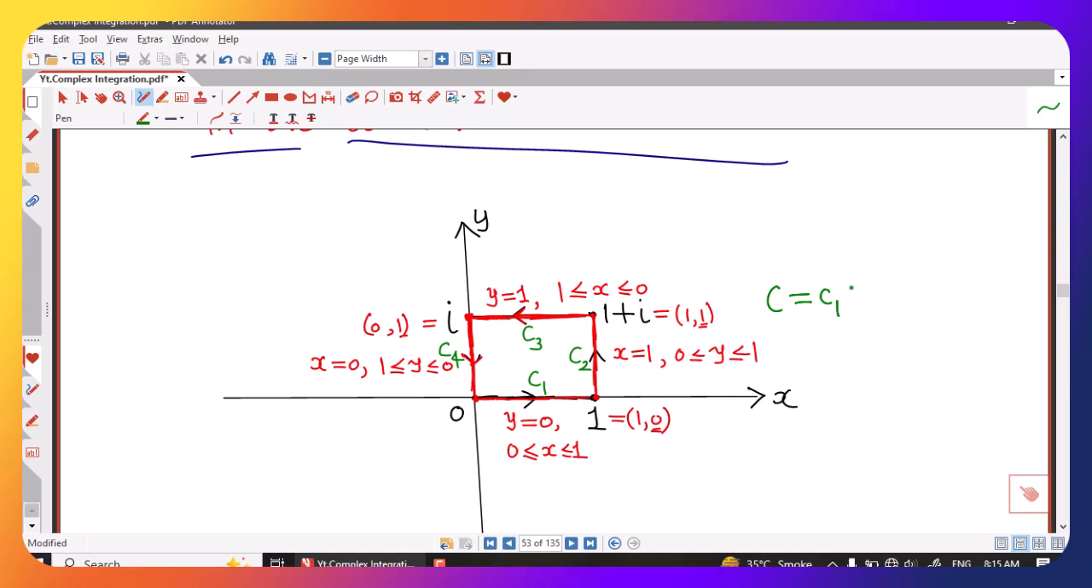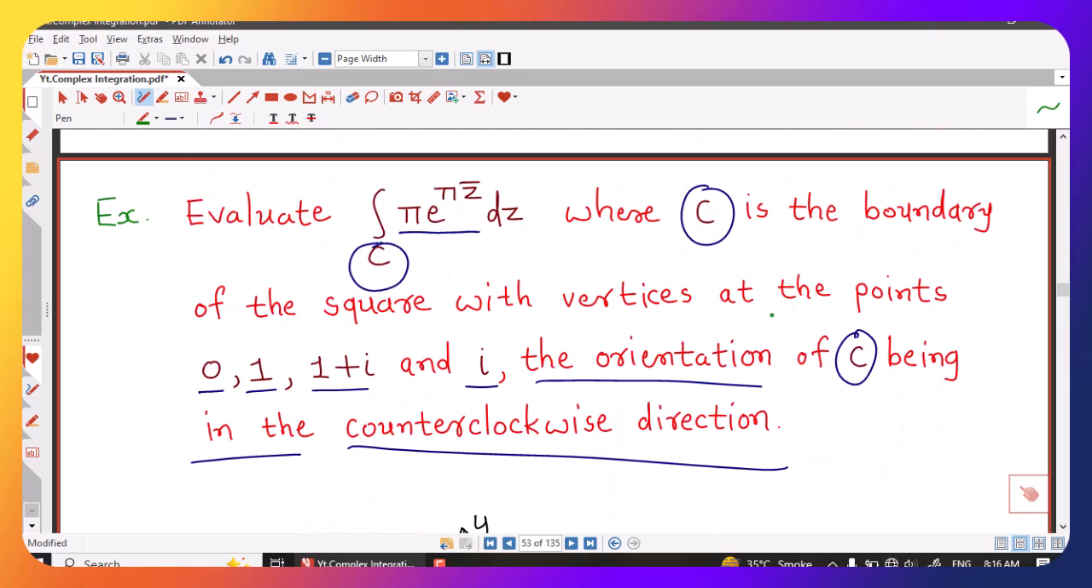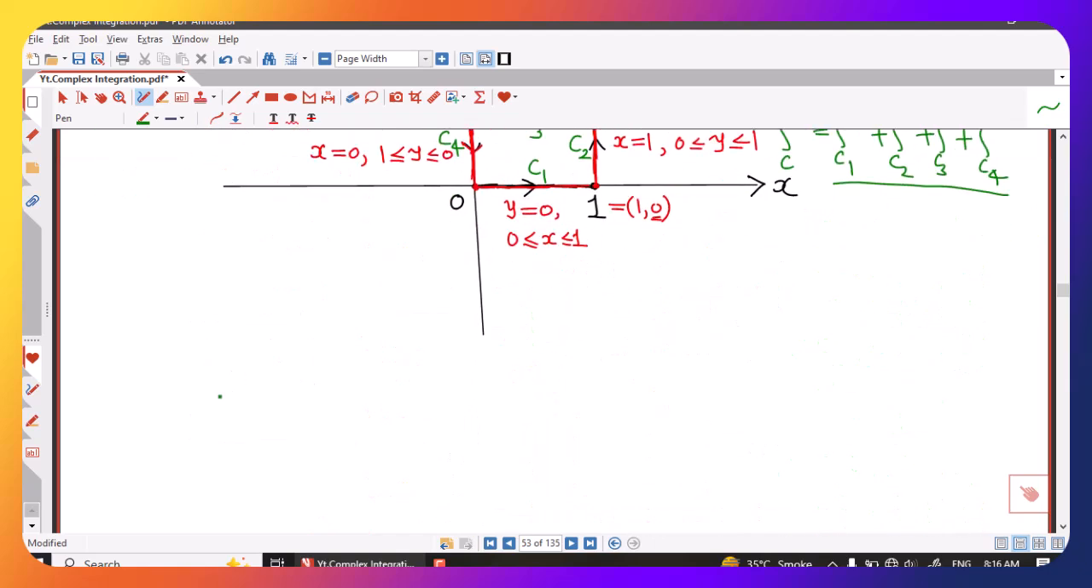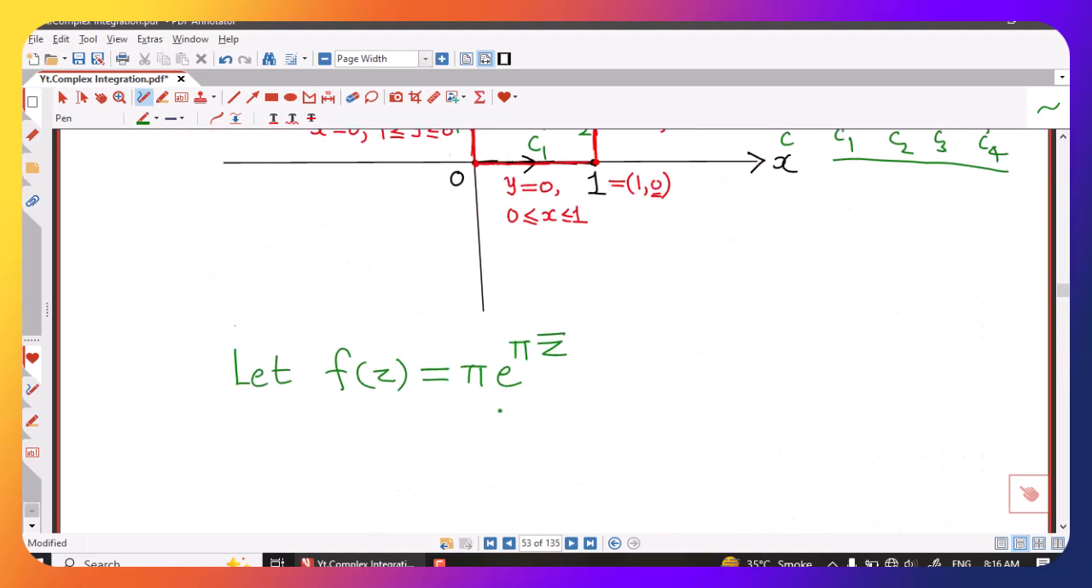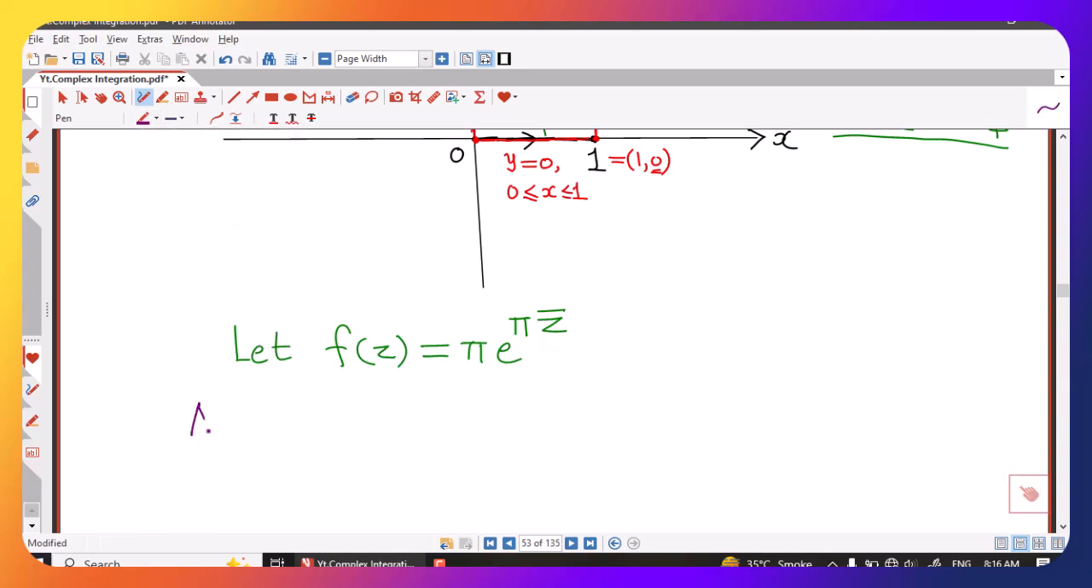Then the given contour can be written as C1 plus C2 plus C3 plus C4, or you can write it as a union also. So the integral along C will be equal to the integral along C1 plus the integral along C2 plus the integral along C3 plus the integral along C4. So we have to integrate along C1, C2, C3, C4, and then we will add their values. The function is pi times exponential of pi into the conjugate of z. So first we denote the given function by f of z. Let f of z be pi times e to the power pi z bar, and then we first integrate along C1. So first we integrate along each boundary and then we will take their sum.